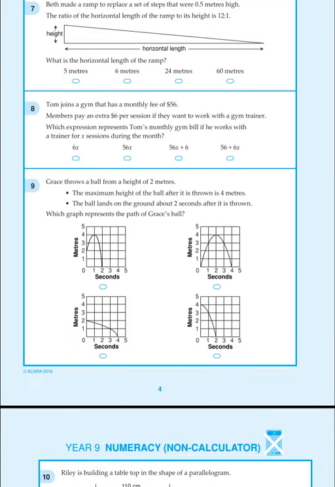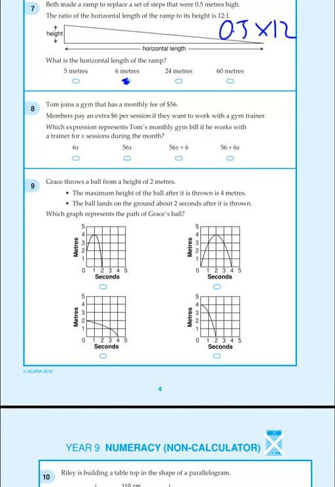Alright. Beth made a ramp to replace a set of steps that were 0.5 meters high. The ratio of the horizontal length of the ramp to its height is 12 to 1. So what is the horizontal length of the ramp? So if it's 0.5 high, and it's 12 times as long as what it is high, then you've got to do 0.5 times 12. 0.5 is a half, so half times the number means you just have to divide the number by 2. Half of 12 is 6.